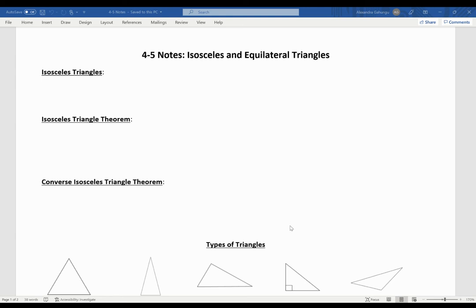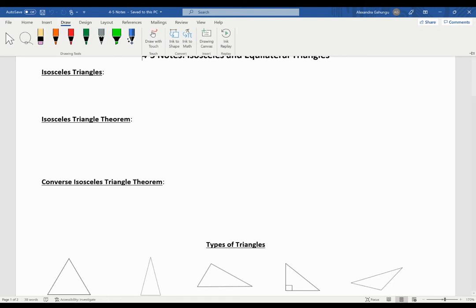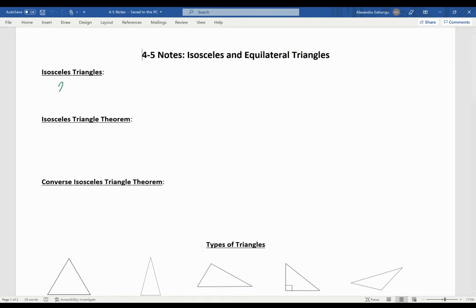Okay, so today we're going to talk about isosceles triangles, and those have two legs and two base angles that are congruent.